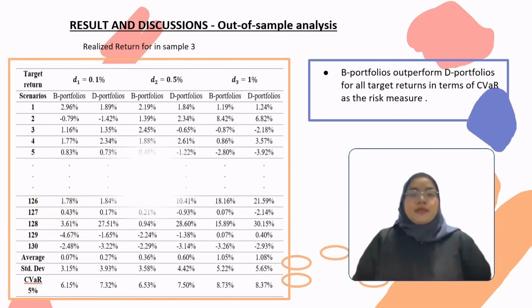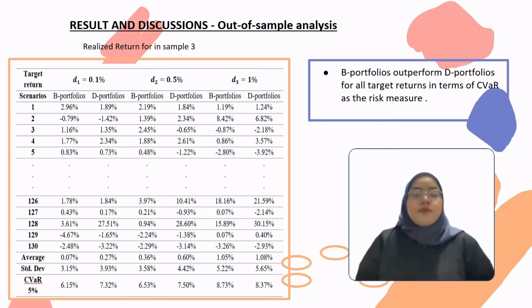For backtesting, our sample portfolios is constructed using 130 scenarios from the set of data used in this research. Here is the realized return for in-sample 3 as reference. The results show that D portfolios capture the higher return as the target return increases. The Mean-CVaR model minimizes CVaR respectively. Hence, CVaR for B portfolio is lower for all target returns. So, we can conclude that B portfolios outperform D portfolios for all target returns in terms of CVaR as the risk measure.